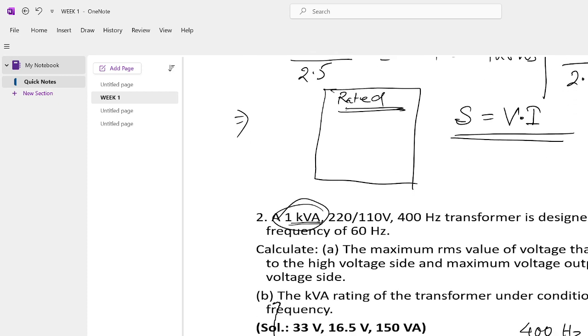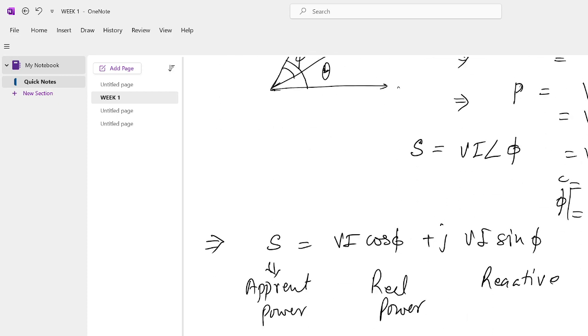Because cos phi is absent. All losses are in the form of voltage and current, that is, iron loss and copper loss depend on voltage and current. So the power factor is absent, so the rating of the transformer is in the form of kVA. Anyone else? Okay, you're right. Anyone else? Because there can be n number of explanations for it.